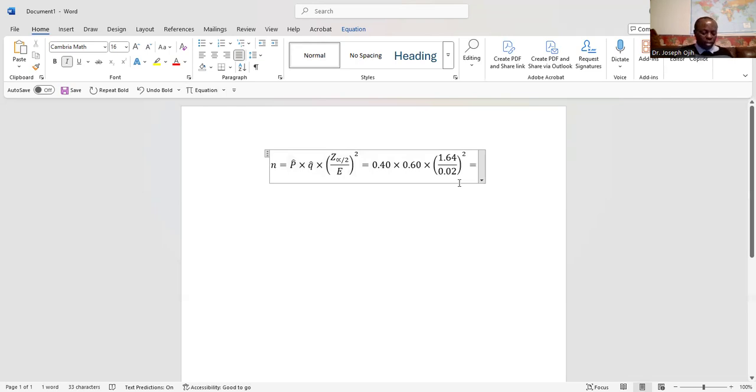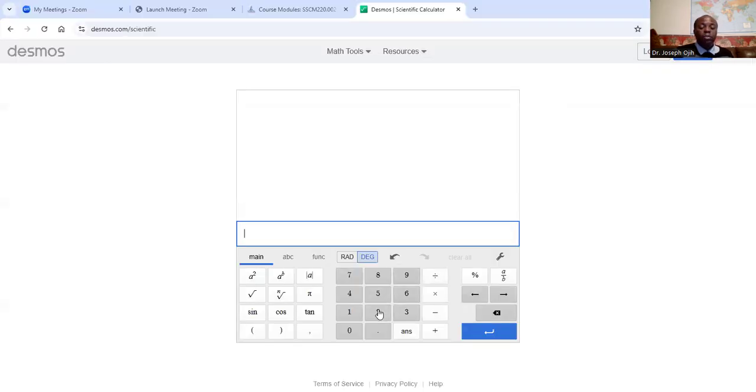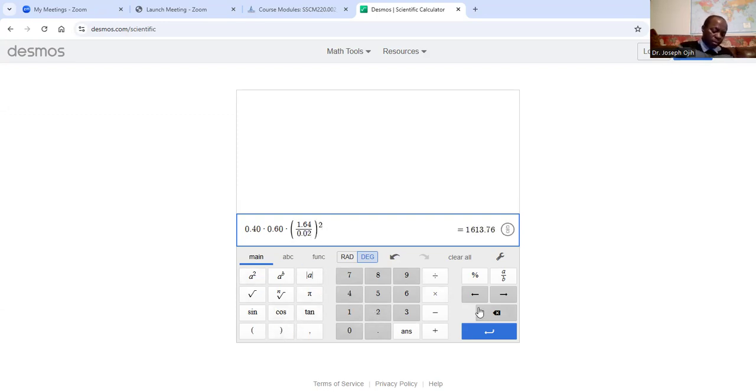Let me put this on the calculator and we get our answer. 0.40 times 0.60 times 1.64 over 0.02 squared. Now let's put it in, and then we have 0.40 times 0.60 times 1.64 over 0.02, all squared. It gives me 1613.76.